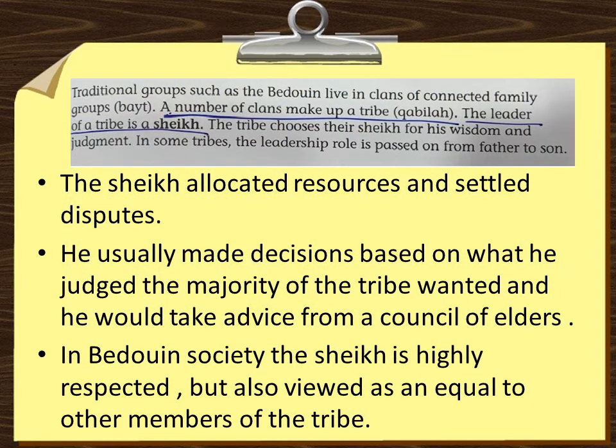Traditional groups such as the Bedouin live in a class of connected family groups. But a number of clans make up a tribe, which we call qabila. So here I have to know what the meaning of qabila is. A number of clans make up a tribe. The leader of the tribe is called sheikh. In Arabic also we call sheikh, or in Arabic we call qabila. So you have to know these two definitions. Sheikh is the leader of the tribe.